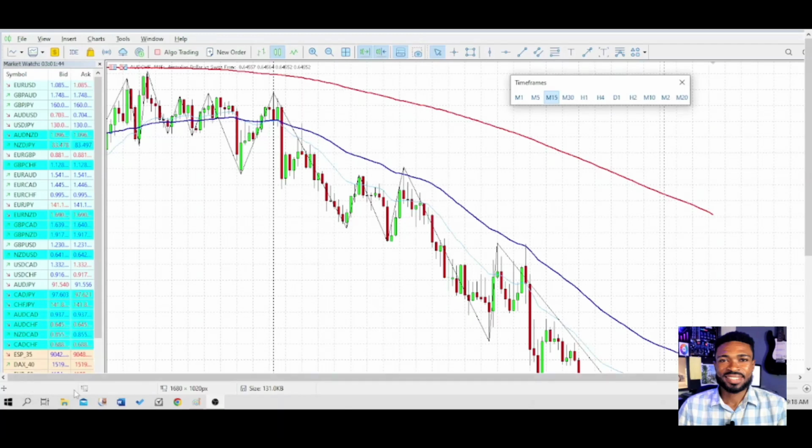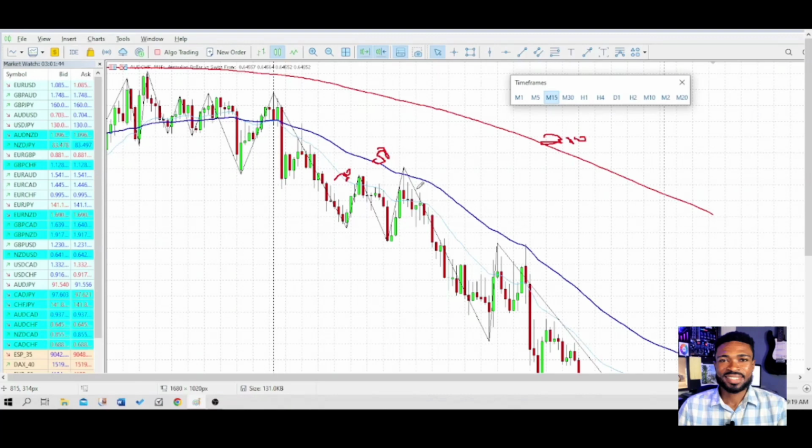So here on my chart, you can see I have the 20 moving average, the 50, and the 200. Guys, it's very difficult to write the numbers out, okay? I have 20, I have 50, and I have 200. These moving averages are plotted on my chart just to tell me the trend of the market, okay?